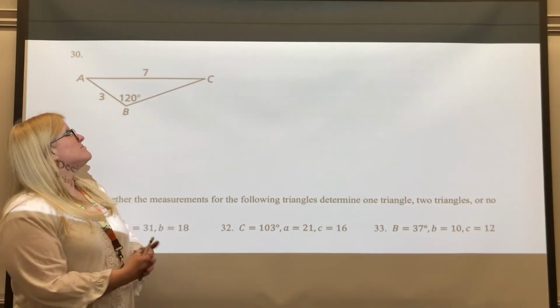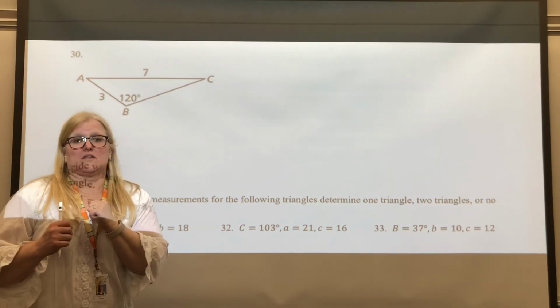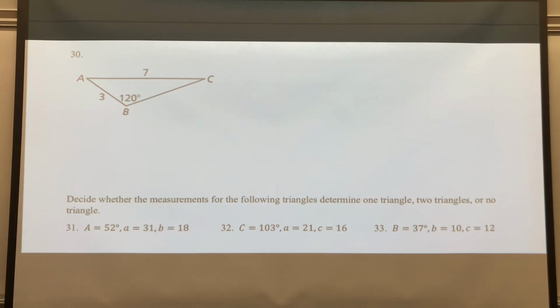Okay, number 30, we got one angle again. So it's gonna be just like 29, and this is nice because we got lots of space. So A, B, C angles, and sides A, B, C. B is 120. Okay, side B is 7, side C is 3.